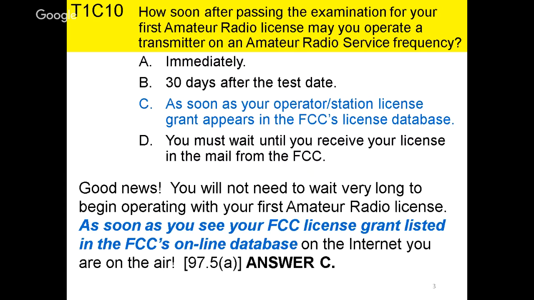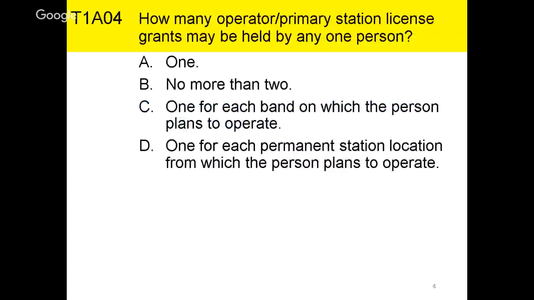The FCC no longer sends a paper license to you. However, you do have the opportunity to go on the FCC website and print a paper version of your license, and you should choose the official copy that you can display at your station, as well as one that's wallet size. So that's available to you.